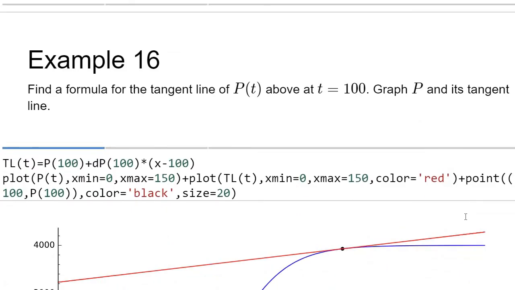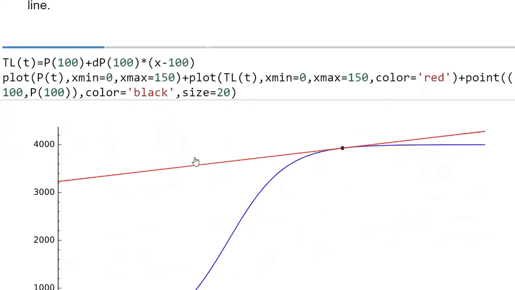I want a formula for the tangent line of this population function at t equals 100. I'm going to go ahead and graph them. So here it is. I already defined the function P up above, and I defined the derivative dP up above. So here's the formula for the tangent line. It's the y value plus the slope times x minus the x value. And then I'm just going to plot the P, add a plot of the tangent line, and add a point at the point of tangency just for fun.